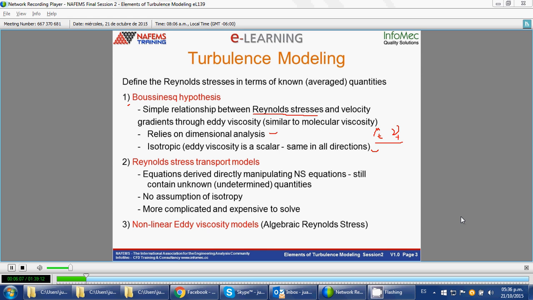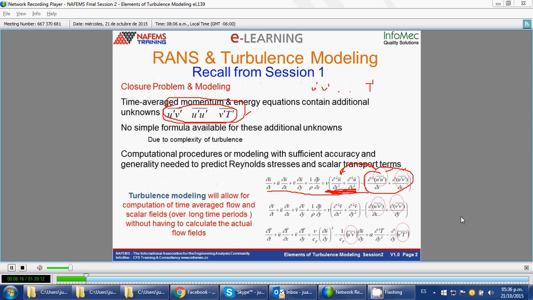Another model is based on the Reynolds stress transport model. What it says is, instead of trying to relate these to these parameters, why don't we have an equation for each of these terms individually? So let's have additional equations and have them somehow calculated.